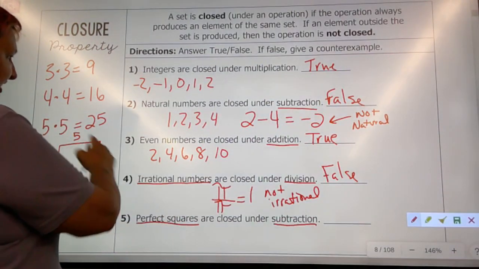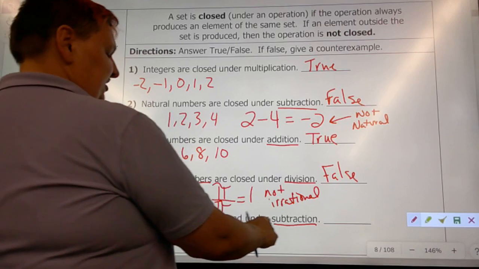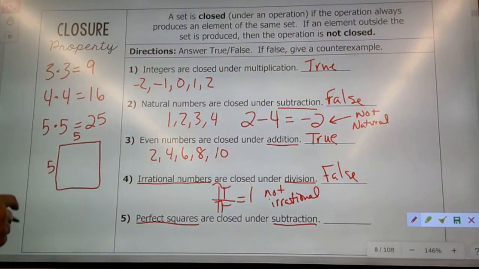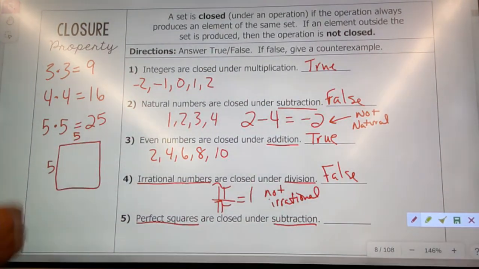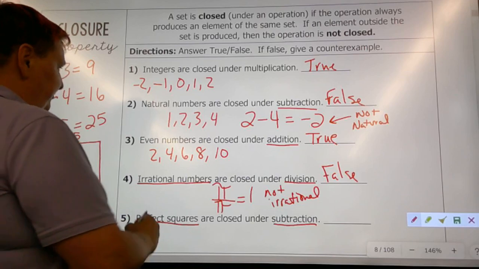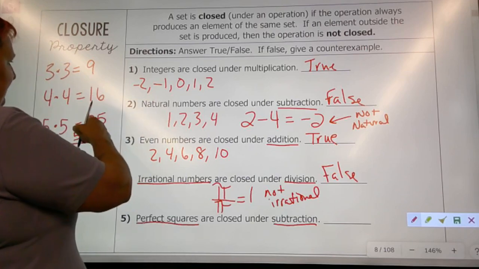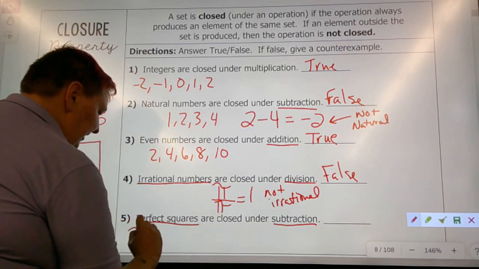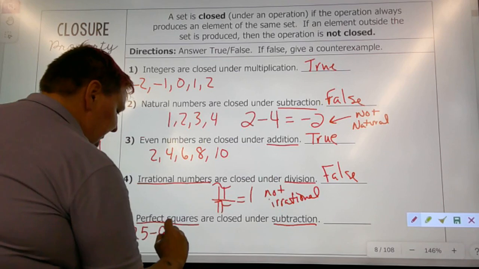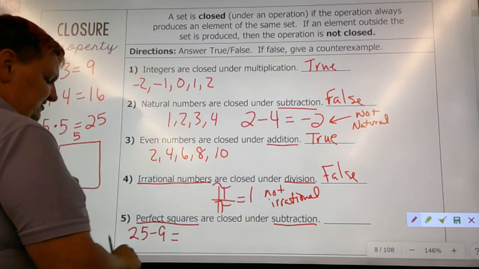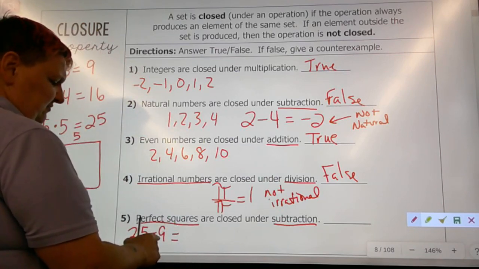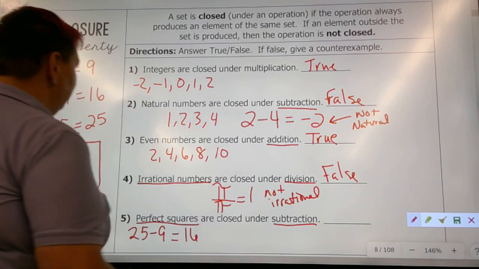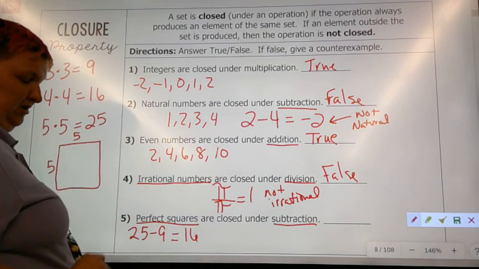So, perfect squares are closed under subtraction. So if I subtract two perfect squares, does it always end in another perfect square? Let's just pick two random perfect squares. What is 25 minus 9? 16? Is 16 a perfect square? Yeah.